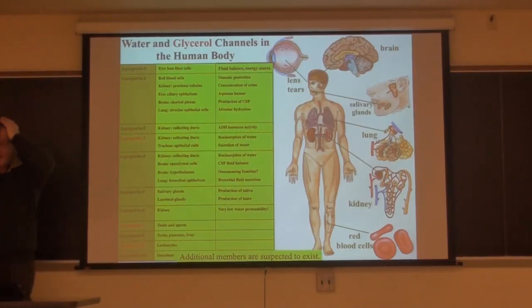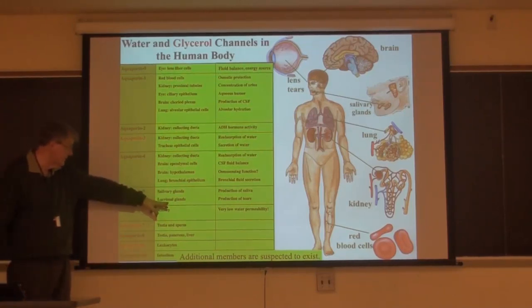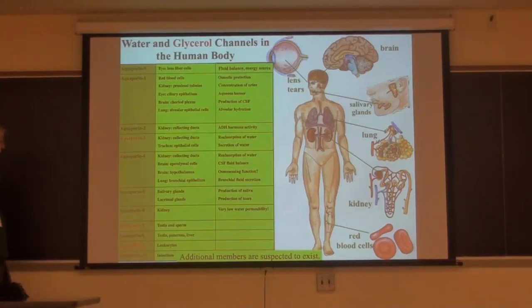The brain, our brain is floating in water. If we would put a little faucet here and let it out, the brain would collapse into itself. And so there is a lot of control of that there. I told you already we have different aquaporins in the different kidneys. So you see aquaporin 2 in the kidney, aquaporin 3 is in the kidney, aquaporin 4 is in the kidney, salivary glands, tears, and so on. So you have a lot of them.